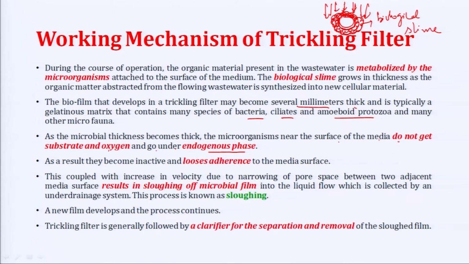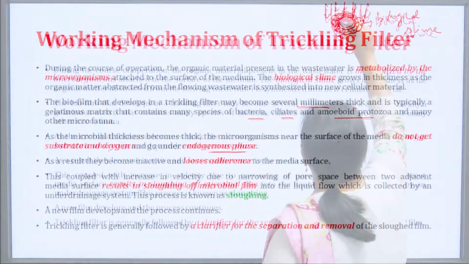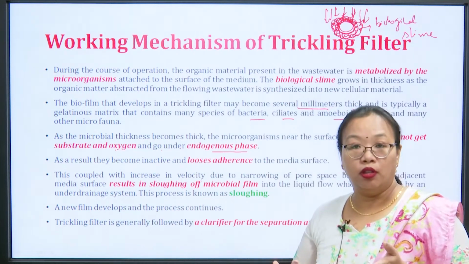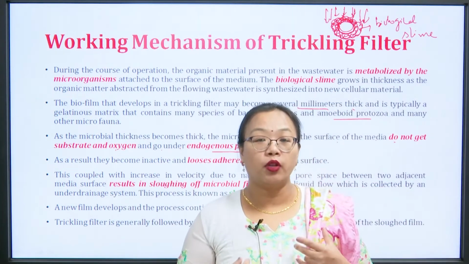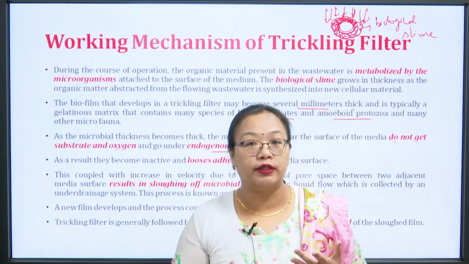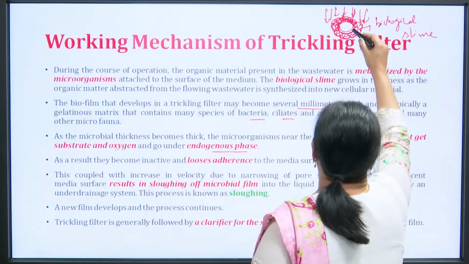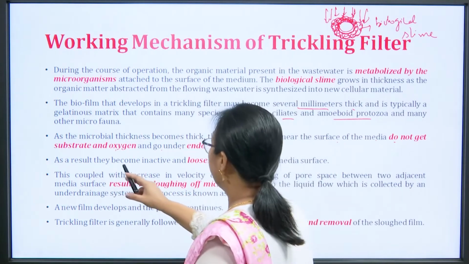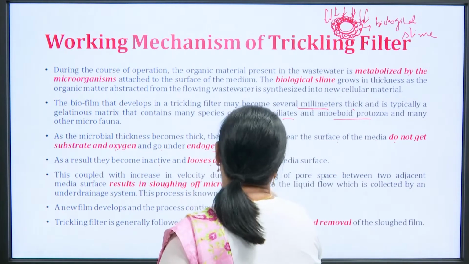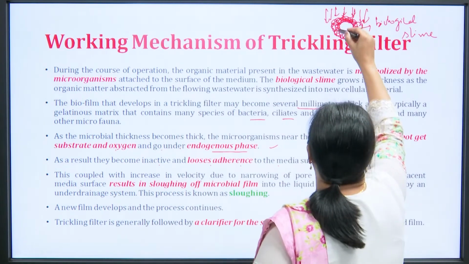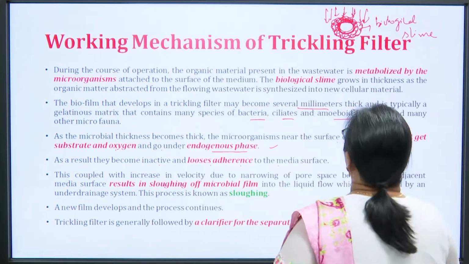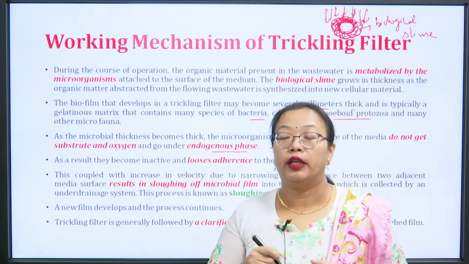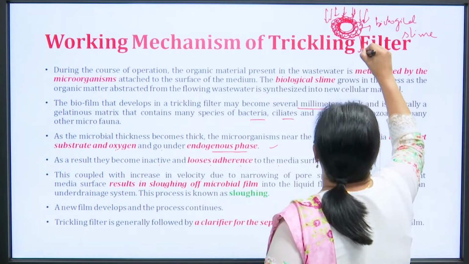Then what will happen? Those next to the filtering media, the ones which are attached to the filtering media, are not going to get food. If you do not get food, what happens? You die, you are not able to work. So, that is what is happening. They start dying off and go into an endogenous phase. As a result, they become inactive and loosen adherence to the media surface. So, they are not able to stick, they are not able to do their work, they will not be able to hold on, and these things will break off, they will fall off.